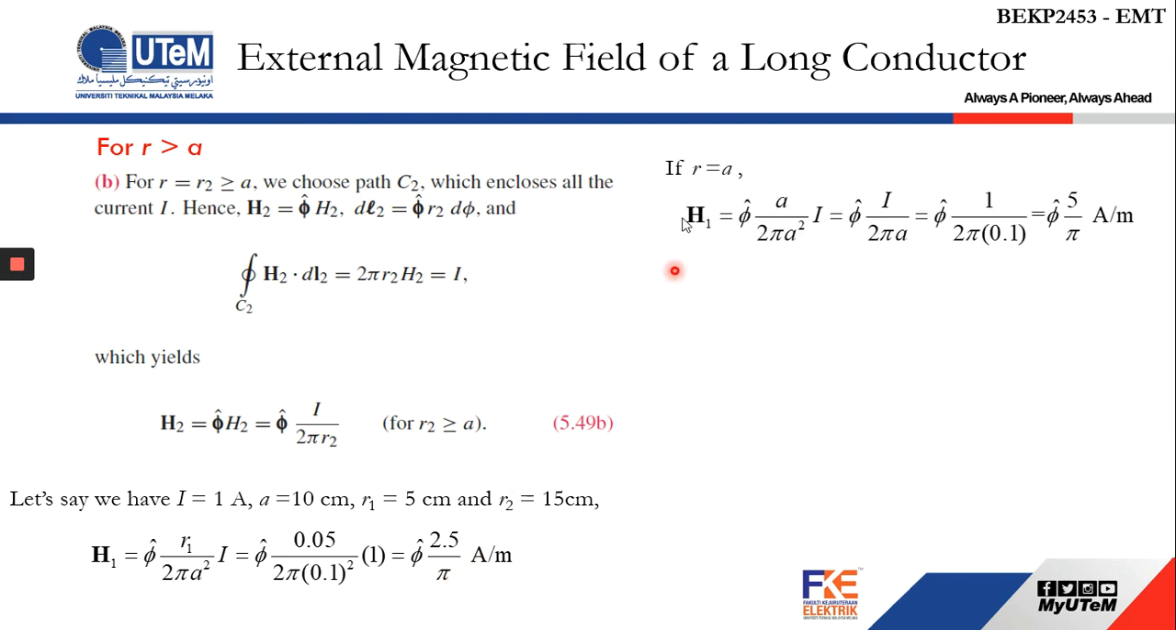Next, what if we have R equals A? Then in this case, we have the equation here where we can cancel A on the top with A squared at the bottom to get I over 2 pi A. And by replacing, we get this value here, 5 over pi. Next, for R equals 15 cm, we just replace the equation where R2 equals 0.15 and we get 3.33 over pi.